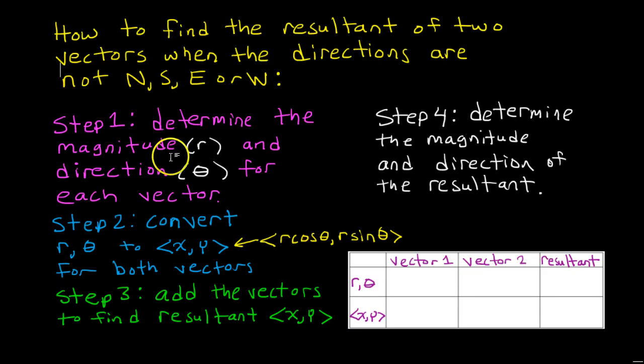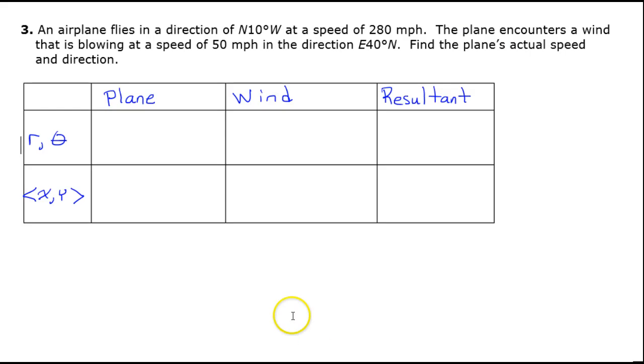So, as the chart suggests, step one is determine the magnitude and direction for each vector. Please keep in mind that this theta has to be the direction measured from the positive x-axis. So we will need to convert these directions into a single angle measured from the positive x-axis. But first, the easy part, the magnitude, r.